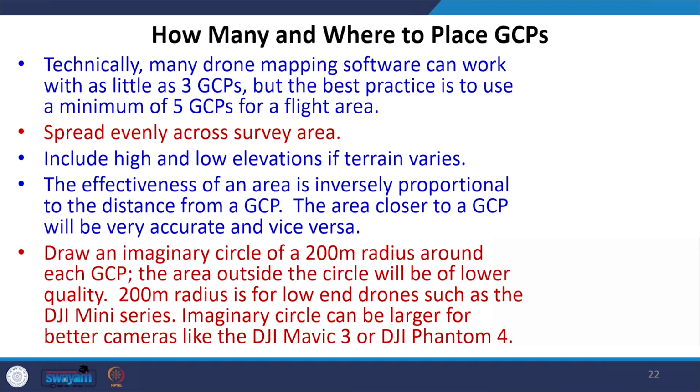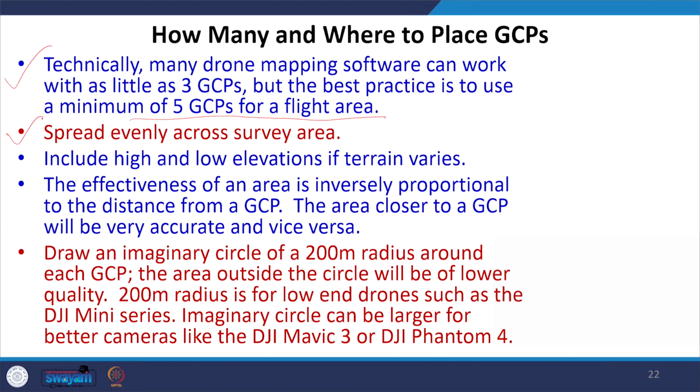How many GCPs and where to place them? That is another question in the mind. Technically, many drone mapping software can work with as few as 3 GCPs, but the best practice is to use a minimum of 5 GCPs for the flight area, so that you can control the entire area, maybe 4 at the corners and 1 in the middle. So a minimum of 5 GCPs are recommended, but in the literature 3 GCPs have also been used, though you do not find very good accuracy from them.